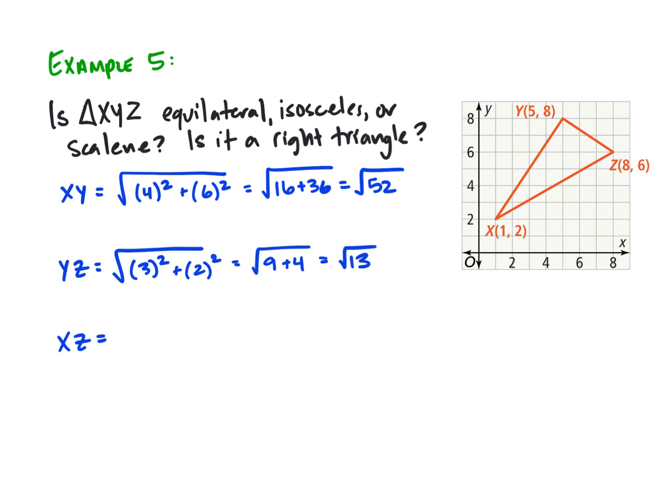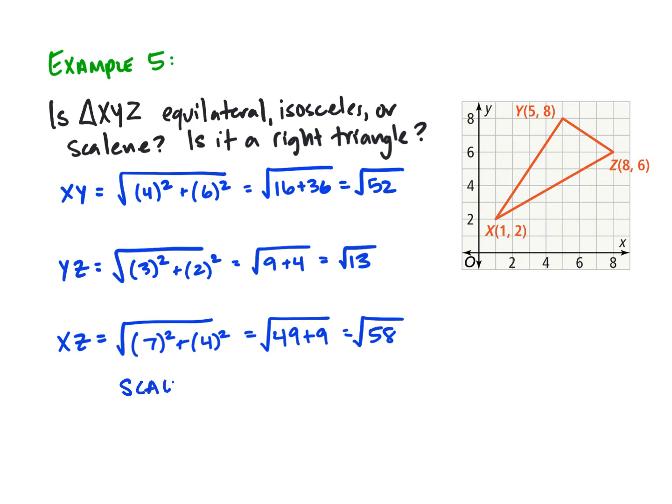But it might still be isosceles, so let's find the length of xz. That would be the square root of, let's see, the x's are 1 and 8, which is a difference of 7. And the y's are 2 and 6, which is a difference of 4. So that would be the square root of 49 plus 16, which is the square root of 65. So you can see all 3 sides are different lengths. So that means this triangle is scalene. It has 3 sides that are all different.